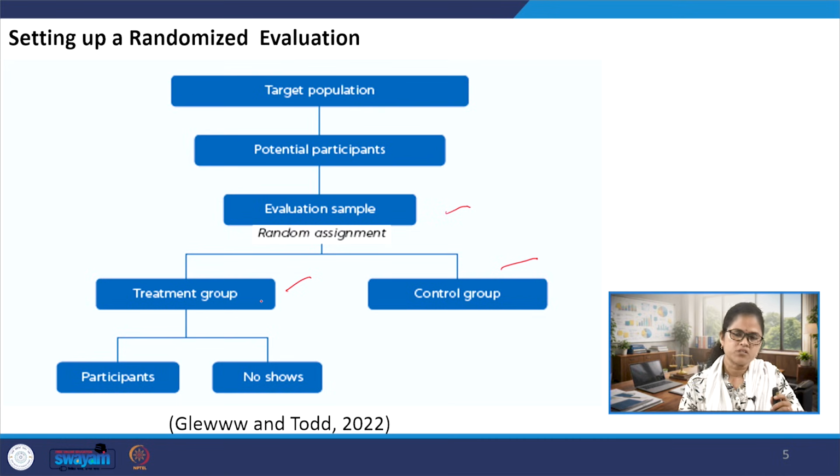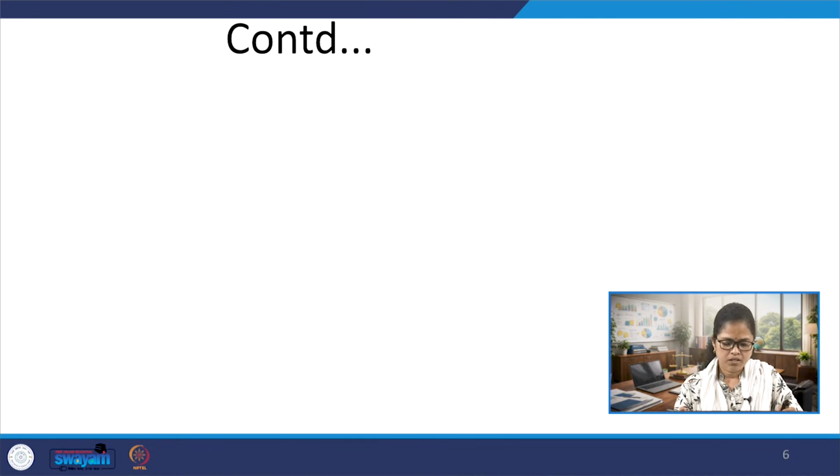So the treatment group is the group where the program is intervened, and in the control group there is no such mechanism. Okay, so again in the treatment group where the intervention is made, we can find some of the members who are offered the intervention can actually participate and some of them may not participate, so they are known as no shows.